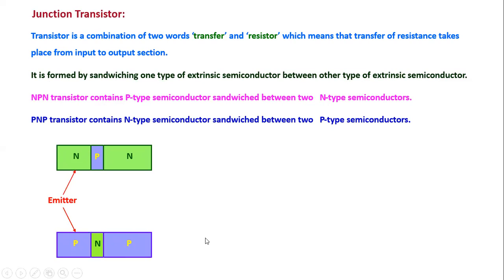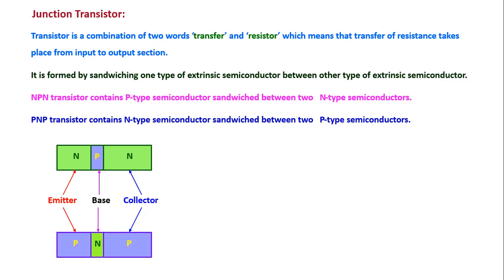Transistor has three terminals. First one is the emitter, second one is the base, and third one is the collector. Now, how do we identify emitter, base and collector? We can identify them based on the size as well as based on the doping level. Let me discuss the size first.